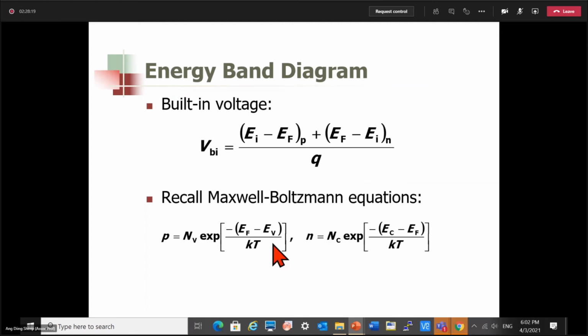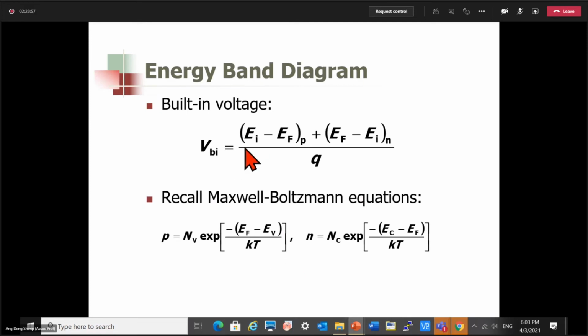Now, moving forward, EI minus EF on the P side can be related to the P side doping through the Maxwell-Boltzmann equation, which you used earlier in part 1 to find the position of the Fermi level. So I can relate the position of the Fermi level to the doping, which is what I'm going to do next. From the Maxwell-Boltzmann equation, the hole concentration is given as NV exponential minus EF minus EV over KT. The electron concentration is given as NC exponential minus EC minus EF over KT.